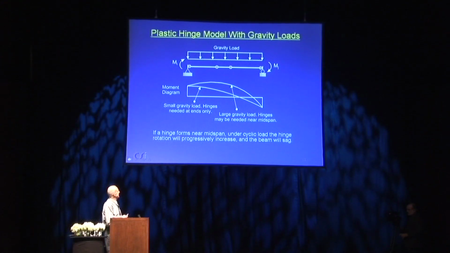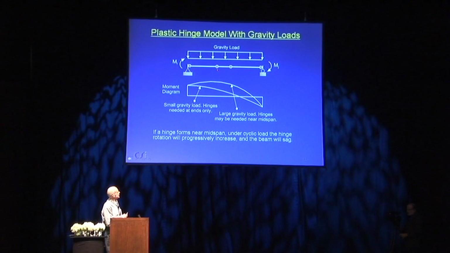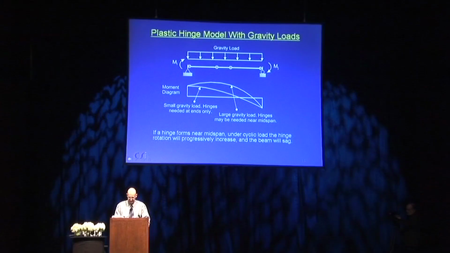This does get to be a problem. One of the problems indicated here: if you have hinge formation in the middle, and you push the structure in one direction, the hinges will form in the middle. If you push the structure back in the other direction, they'll form in the same direction, so the beam will sag some more. This way it'll sag some more, this way it'll sag some more. It'll progressively sag under cyclic loading, and you probably don't want that to happen. So it's a good idea to avoid having hinges form in the middle anyway.